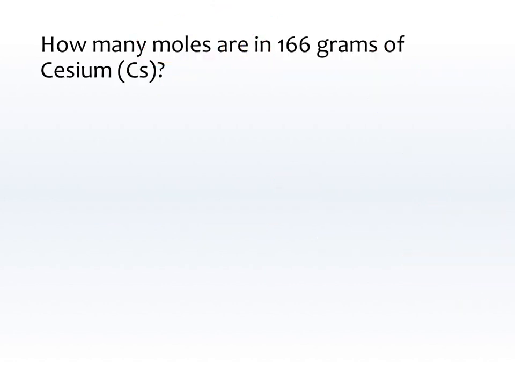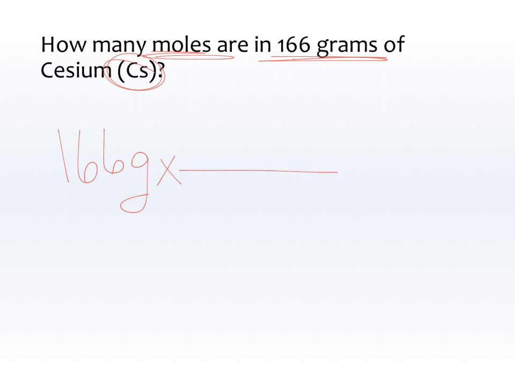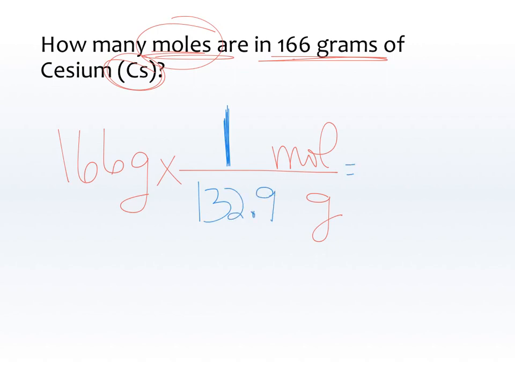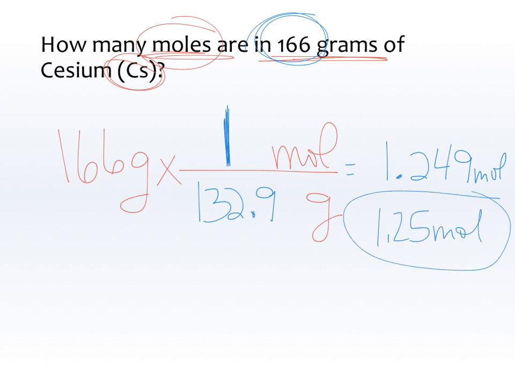Let's do another one. How many moles are in 166 grams of cesium? Again, we start with the number they give us, 166 grams. Times sign and a line, and that grams goes on the bottom. This time we're looking for moles, so moles goes on the top. Moles will always get the 1, because moles will always be the bigger unit, and grams comes off of the periodic table. Cesium's mass is 132.9 grams. So we have 166 times 1 divided by 132.9, and that equals 1.249 moles. Rounded to three significant figures is 1.25 moles of cesium.